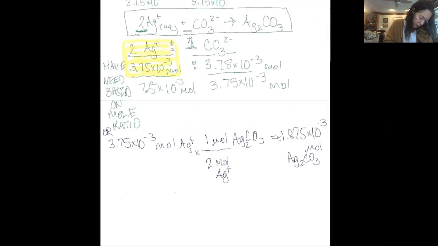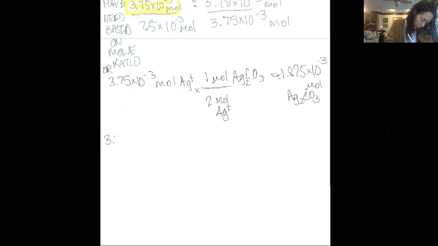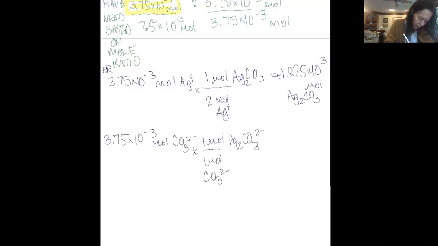And then we would go from here to here, right? And you would go from here to here. Hopefully you can see it in your head. It is a 1-to-1 ratio. Therefore, the answer is what I'm writing right now. There's 1 mole of carbonate that relates to 1 mole of silver carbonate. Therefore, there's not a negative there. We would be able to make 3.75.